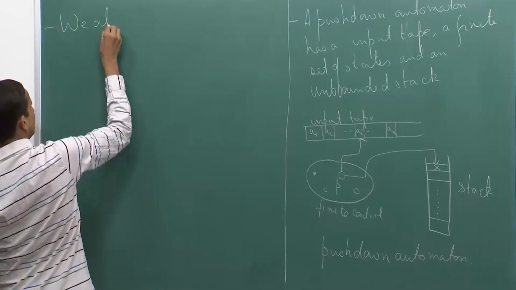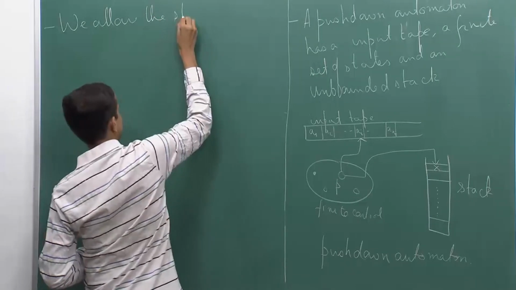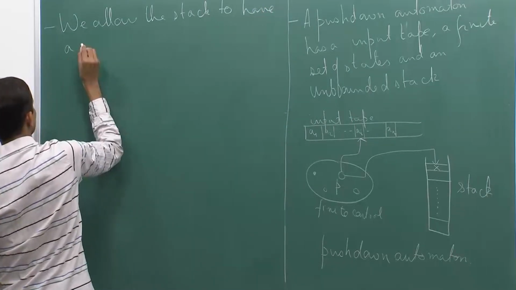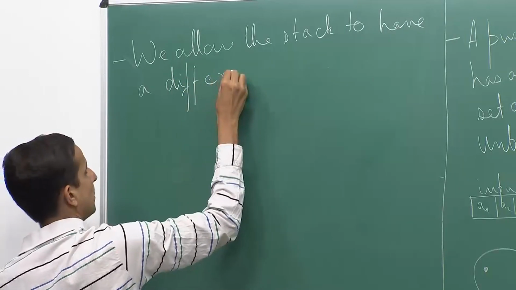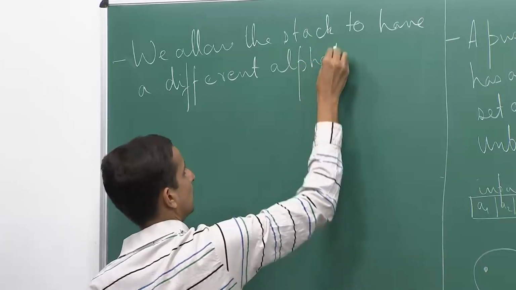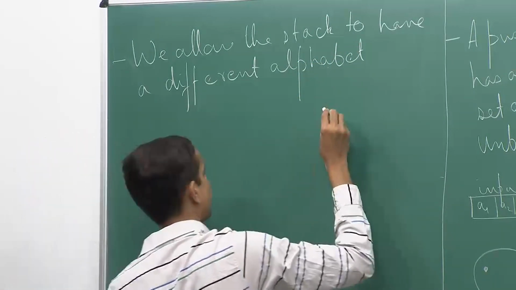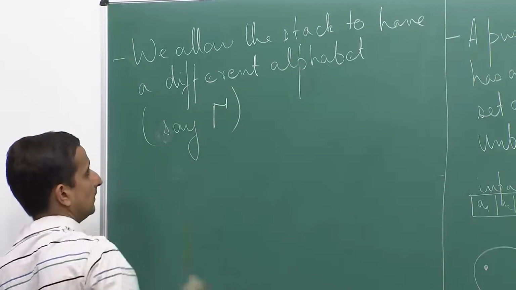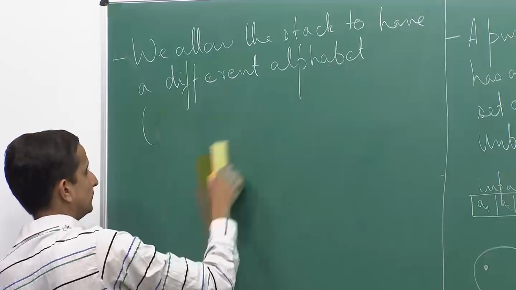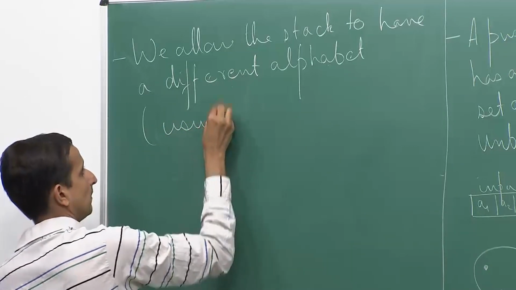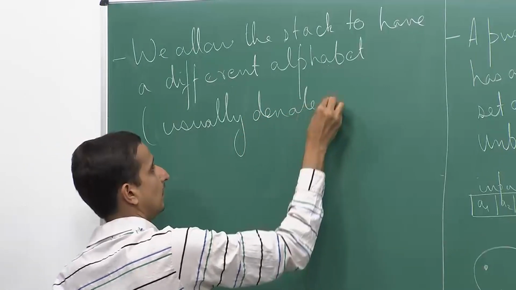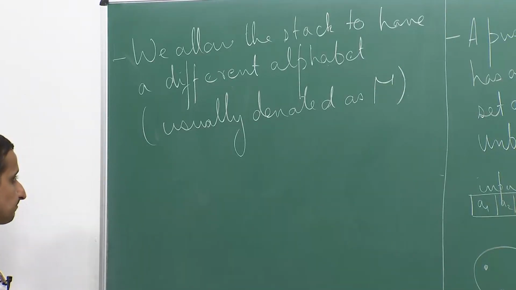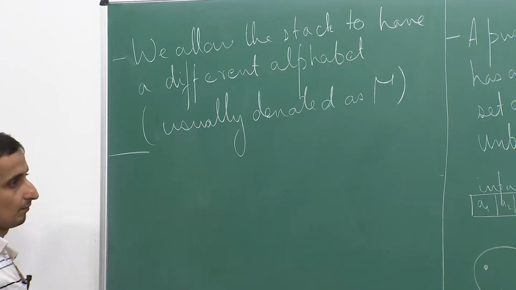So, we allow the stack to have a different alphabet, usually denoted as gamma. Okay.